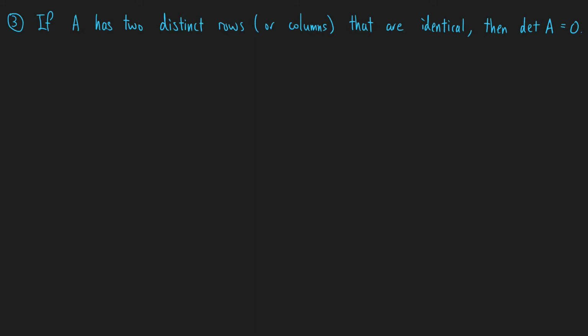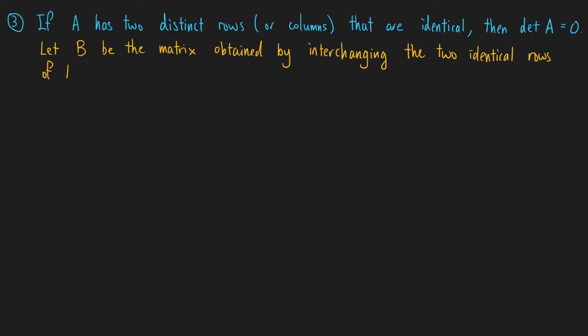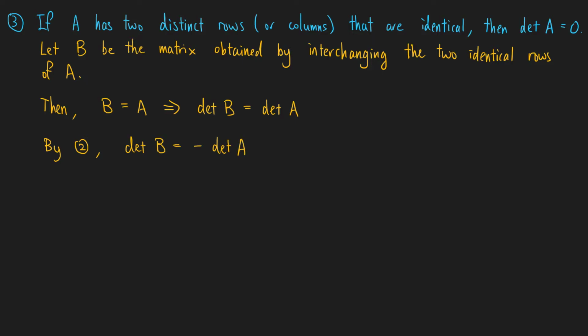The third property is that if A has two distinct rows or columns that are identical, then the determinant of A is 0. To prove this, let B be the matrix obtained from A by interchanging the two identical rows. Then B equals A, which implies that the determinant of B equals the determinant of A. By the second property, the determinant of B equals the negative of the determinant of A. So the determinant of A equals the negative of the determinant of A, which means that the determinant of A is 0.